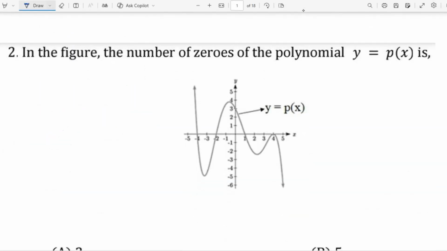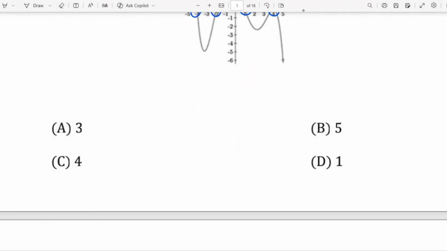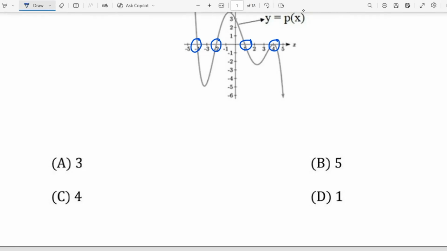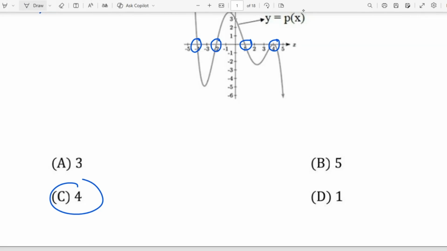In the figure, the number of zeros of the polynomial p of y equals p of x is. So here it is 1, this is 2, this is 3, and this is 4. We have to check how many points are touching the x-axis in the graph. Those points are called the zeros of the polynomial. So we have here 4. That is our option. 4 is the answer, that is option C. Then, moving on with the next question we have.